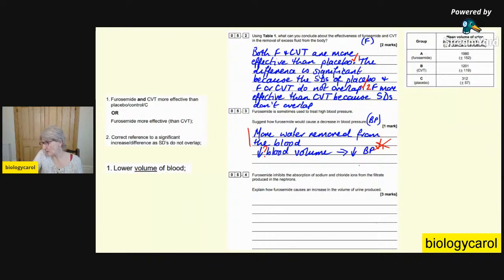If the standard deviations overlap, yes, it means that the mean is not significant. The two means are not significantly different. You can't tell whether it's just chance or not. So hopefully that helps you.